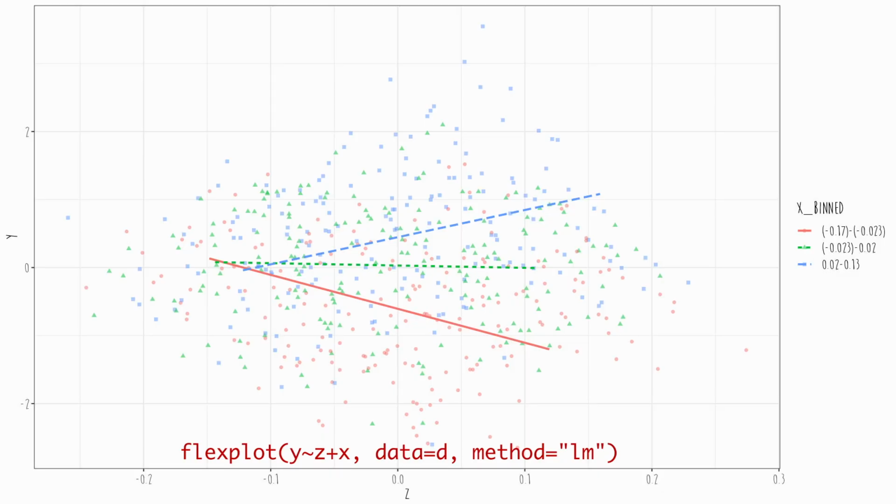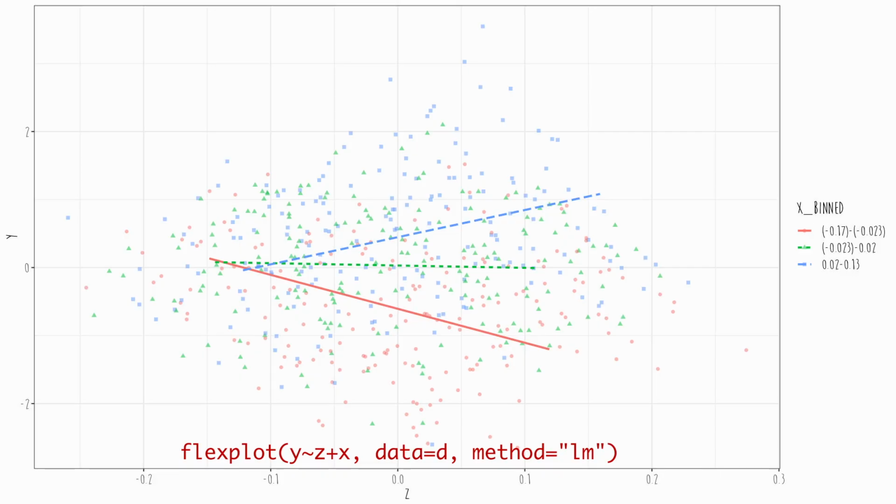Here we have an example where the relationship between z and y totally depends on the level of x. So for low levels of x, it's negative. For medium levels of x, there is no relationship. And for high levels of x, the relationship between z and y is positive. We would call this an interaction effect. And you may not be surprised to learn that interaction effects show up in visuals as non-parallel lines. Or in other words, if you have non-parallel lines, you have an interaction effect.